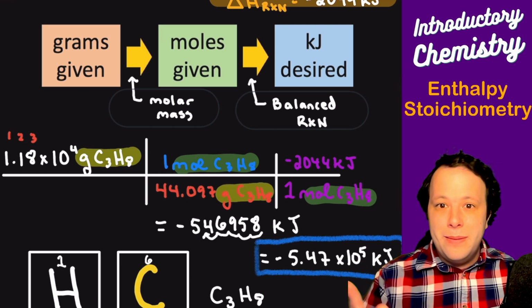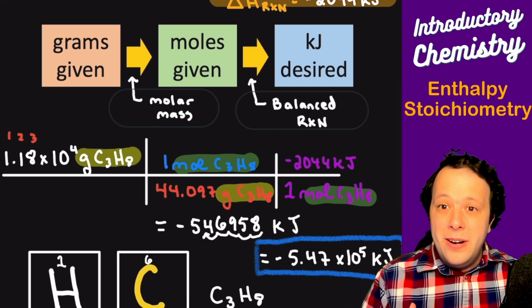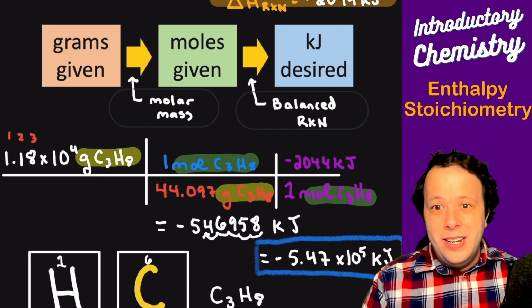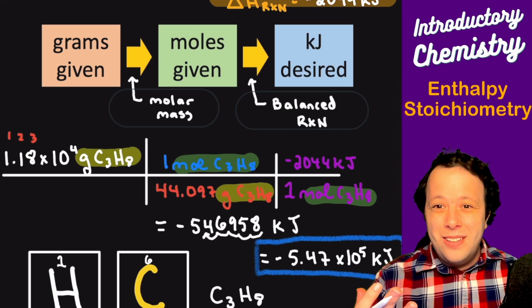Now our last example is going to be to find the amount of mass that was either created or used to make this amount of energy. So we're going to do it backwards. Let's take a look at our last problem.